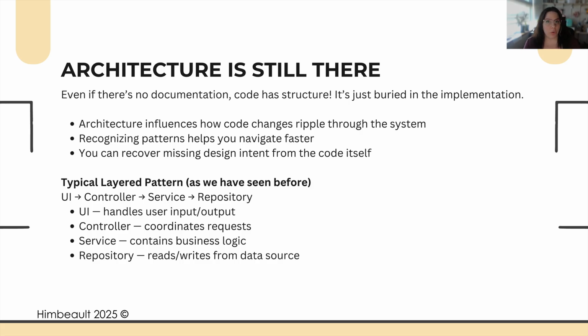Now, even if there's no documentation at all, code still has structure. Even if it's crazy structure, it's still there and it's just buried in the implementation. Understanding the architecture can really influence how code changes ripple through the system. So it's really important that we can start to recognize these patterns quickly, and it will hopefully help us navigate through the code base a little bit faster.